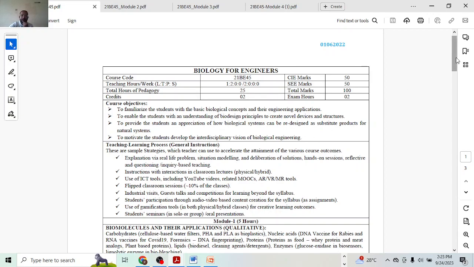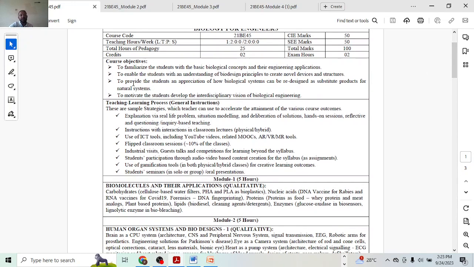Here there are 4 course objectives, those are nothing but the COs. The first CO is to familiarize the students with the basic biological concepts and their engineering applications. Whatever the engineering field is, nowadays everything is a multidisciplinary concept. So if you understand biology concepts, you can come up with some application from your own field. For example, CS background people can come up with AI/ML applications in biological science.